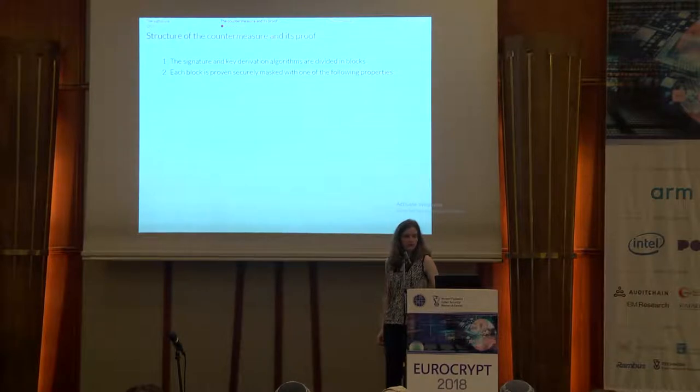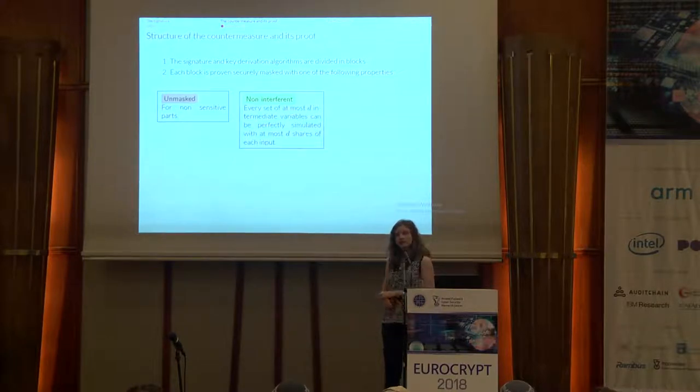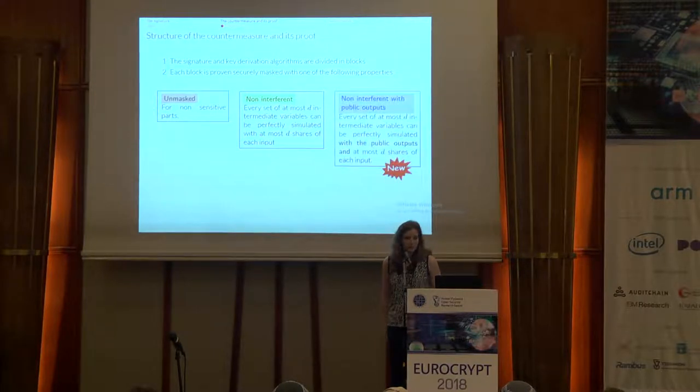We use several properties. First, unmasked for non-sensitive parts. Then non-interference, which is a non-trivial property to understand. We take every set of at most d intermediate values, and we prove that it can be simulated with at most d shares of the input. This security property is a little bit stronger than the security property in the ISW model, but this is needed for proving the security of the whole scheme and to compose the security. And for this setting, we had to introduce a new security property, which is called non-interference with public outputs.